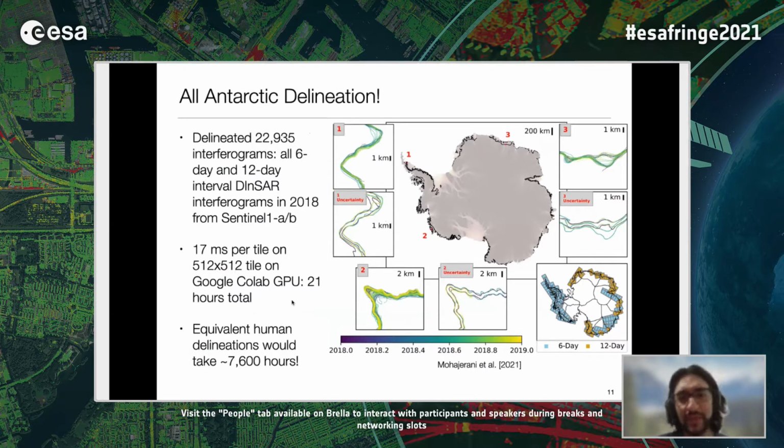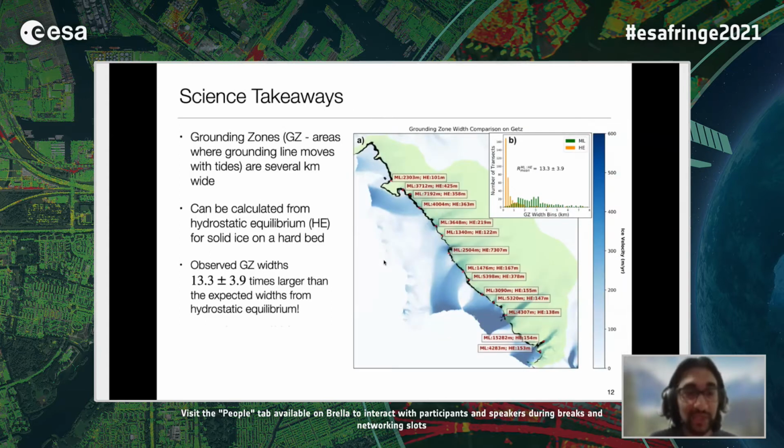And in total, this took about 21 hours. If a human were to do this, it would take about 7,600 hours, to give you a sense of the scale that's possible with this. It's also interesting to look at the different spreads on different coasts and the season, the variability over time, which we don't have time to get to here. But jumping to the science takeaways before I finish.